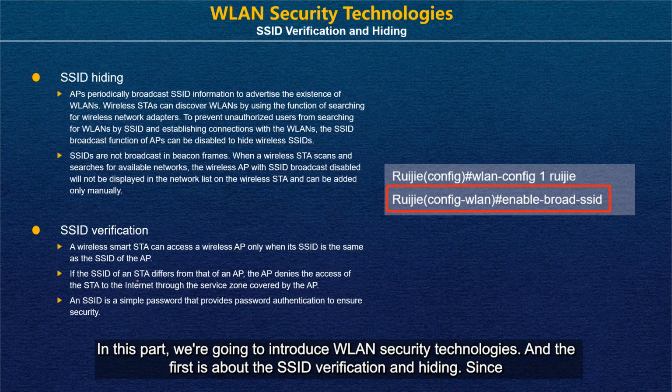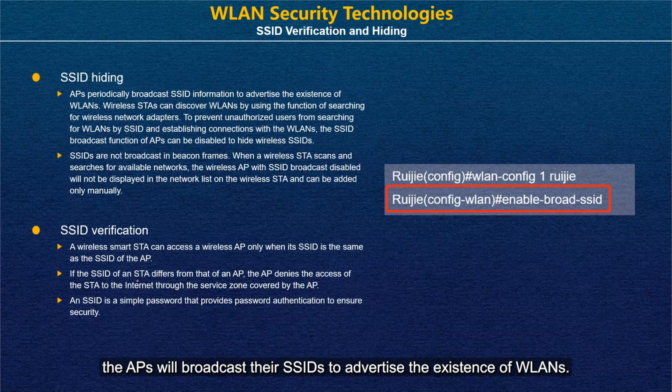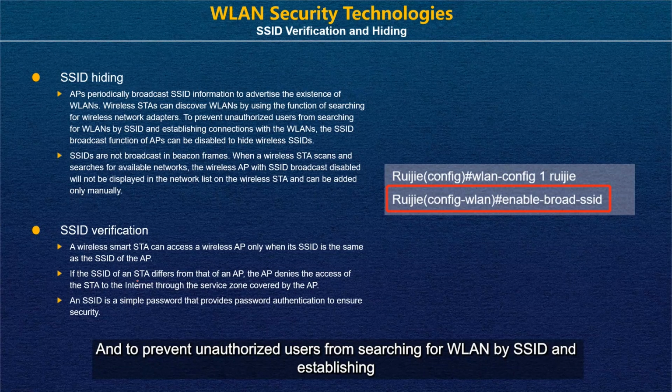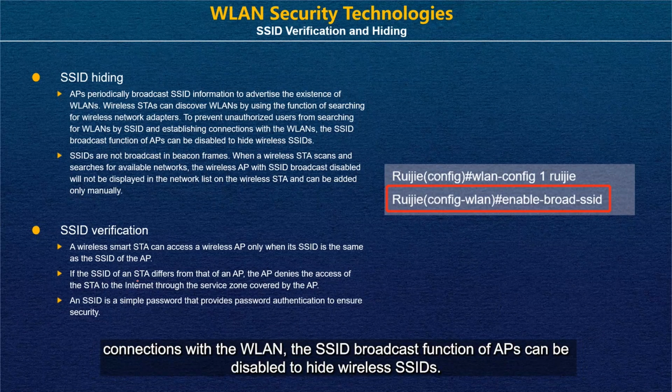In this part, we are going to introduce WLAN security technologies. The first is SSID verification and hiding. Since the APs broadcast their SSID to advertise the existence of WLANs, wireless STAs can discover WLANs by scanning the network. To prevent unauthorized users from searching for WLANs by SSID and establishing connections with the WLAN, the SSID broadcast function of APs can be disabled to hide wireless SSIDs.